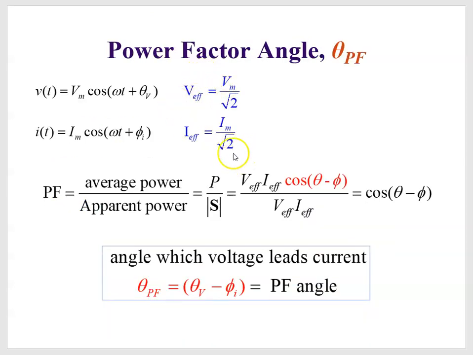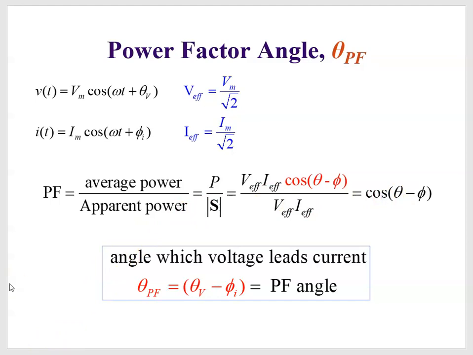So again, in review here, our effective voltage is our amplitude divided by square root of 2, and our effective current is our amplitude of the current divided by square root of 2. So if we're working with effective values, our power factor is just the cosine of theta V minus theta I. So it's something between 0 and 1.